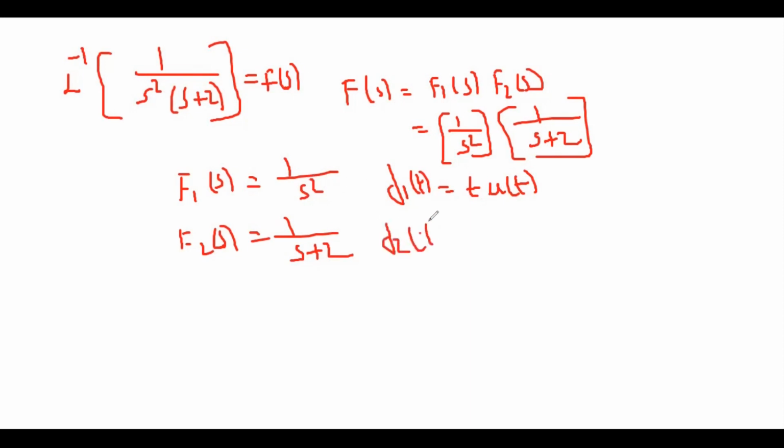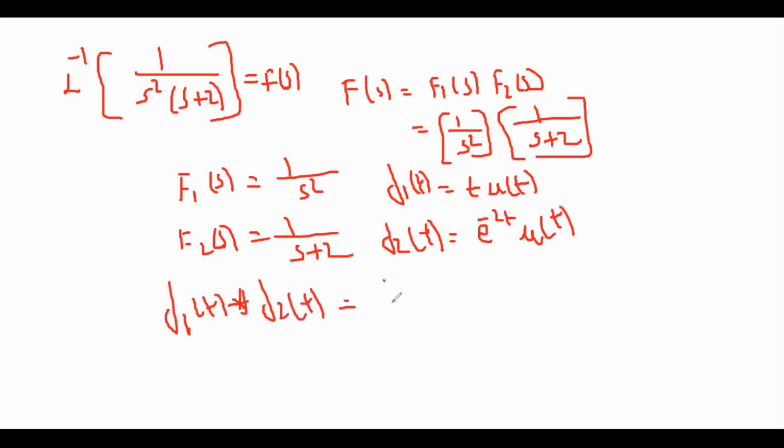And f2 of t, what is the inverse Laplace transformation? Because it is 1 by s plus 2, it is e power minus 2t mu of t. Okay, you got the time domain. What is the convolution? f1 of t convolved with f2 of t. The formula is integral from minus infinity to infinity f1 of tau, f2 of t minus tau d tau.